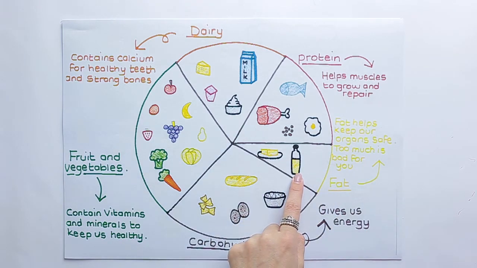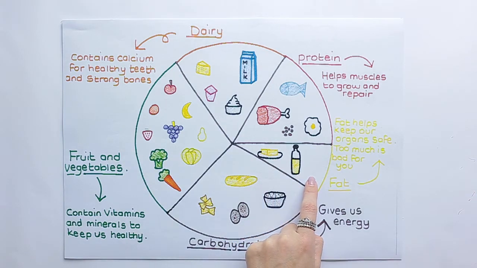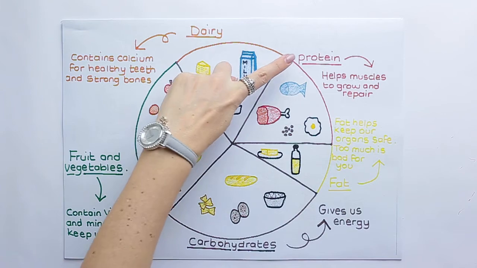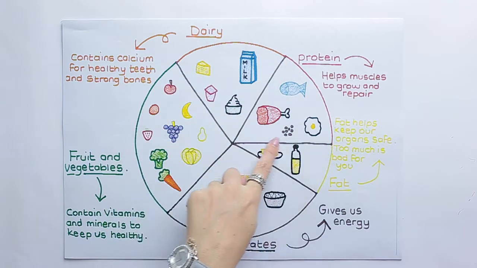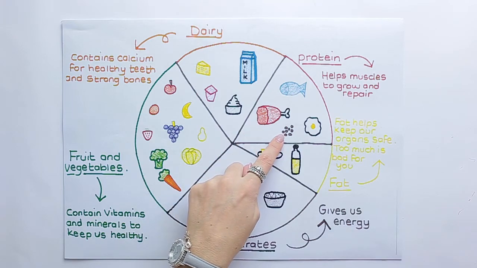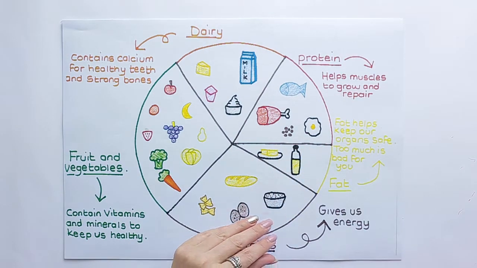Fat, like olive oil, butter. Fat helps keep our organs safe. Too much is bad for you. Protein. Protein is meat, fish, eggs, and even nuts. Helps muscles to grow and repair.